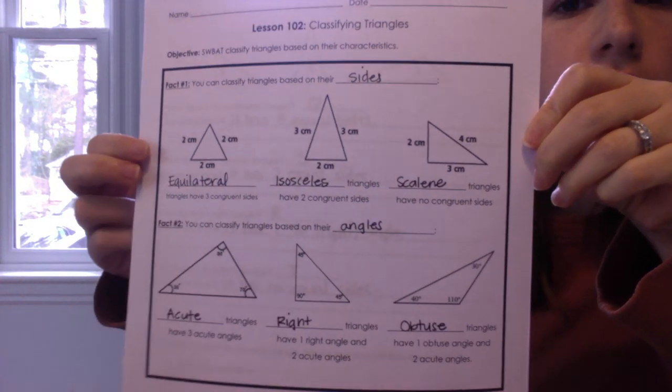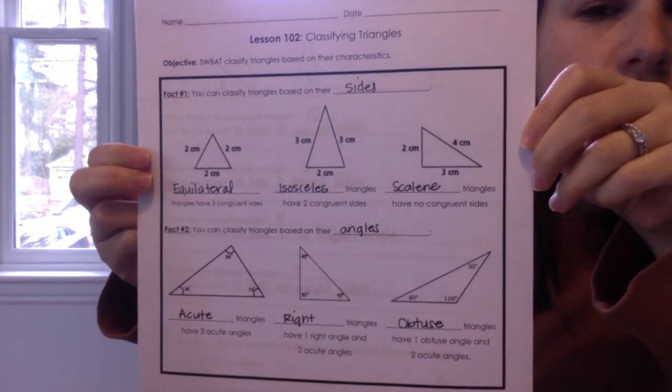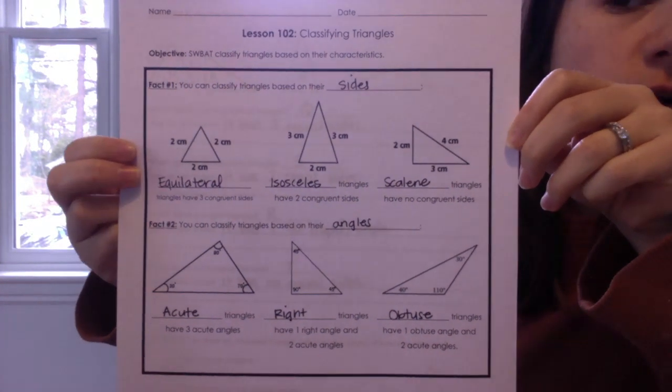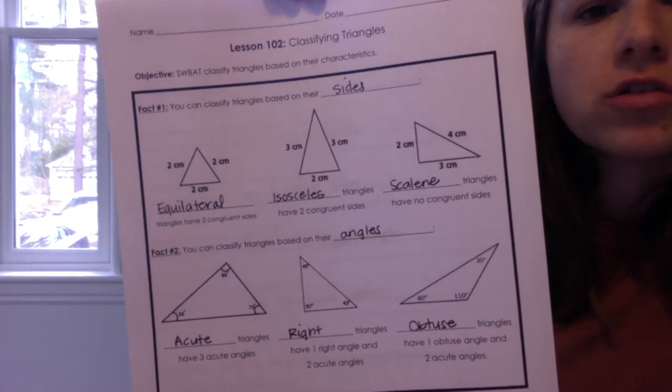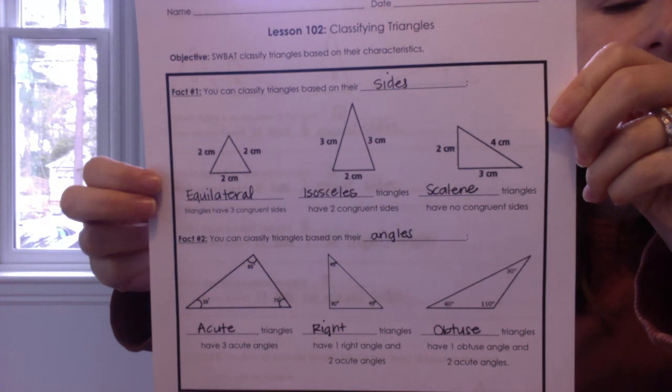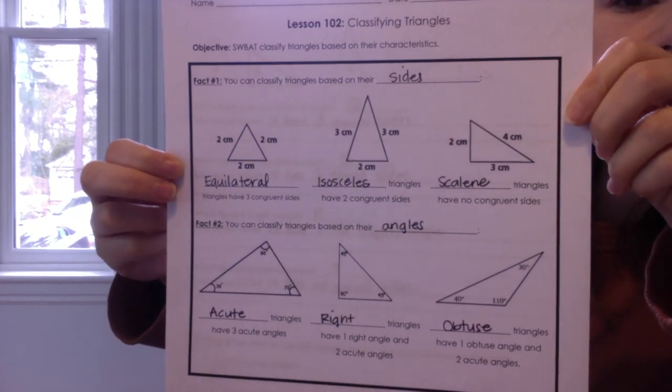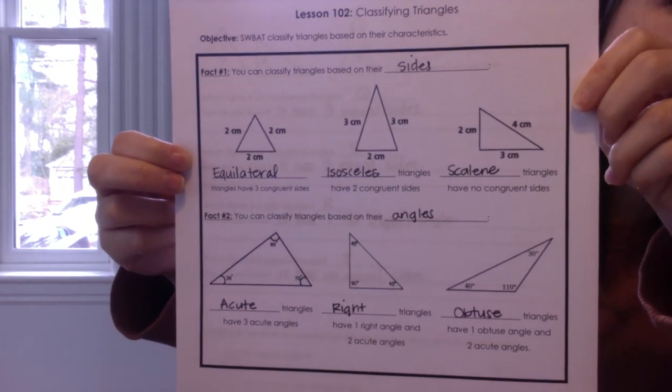We are working on classifying triangles. This is actually something new that we did not go over before we left school, but you should have some background knowledge about triangles in general. Today we're going to work on classifying triangles based on their characteristics. There are two main ways to classify triangles.